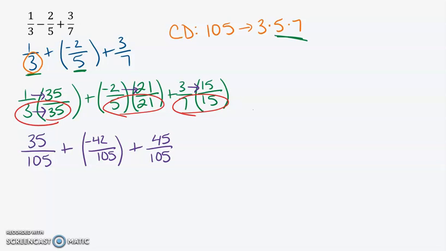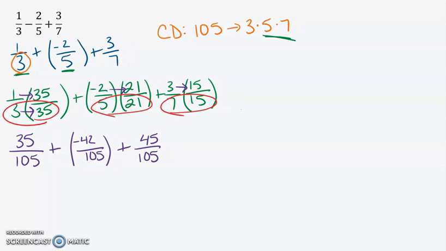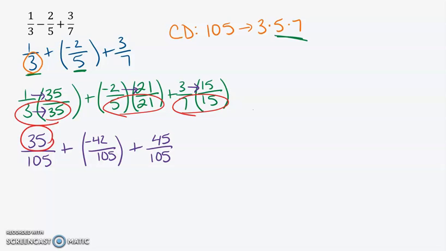So now, the next thing that I'm going to do, just to make things a little bit easier, is I'm going to group all of my positive numerators together and all of my negative numerators together, so that I can combine them separately and then combine them as a total. So here I've got 35, that's positive. Here I have 45, that's positive. And then 42, that's negative.